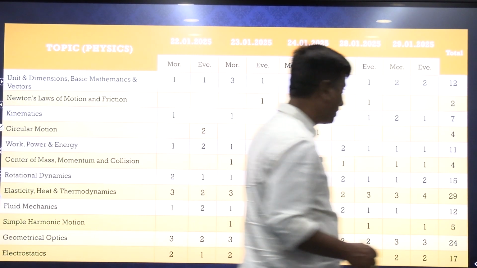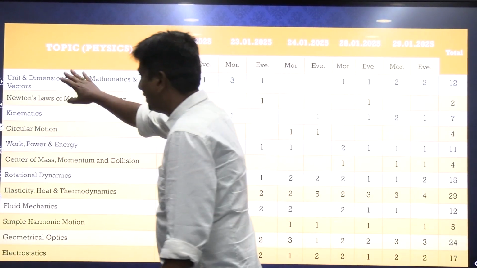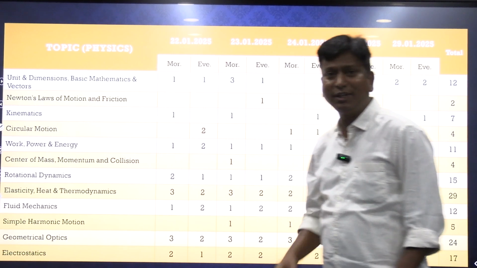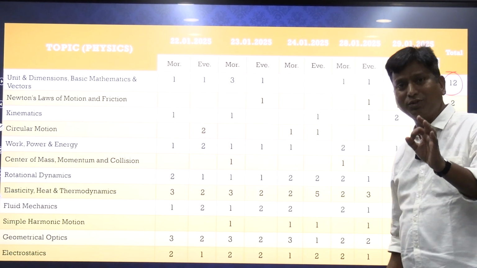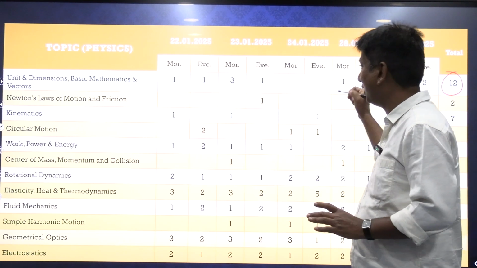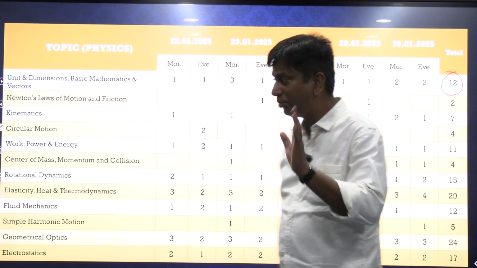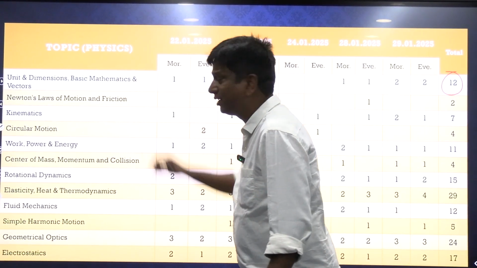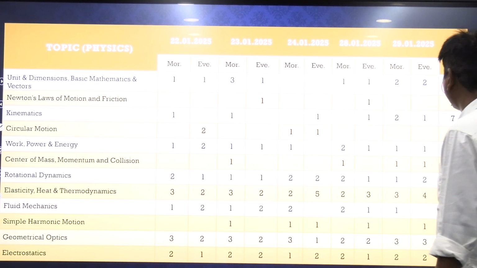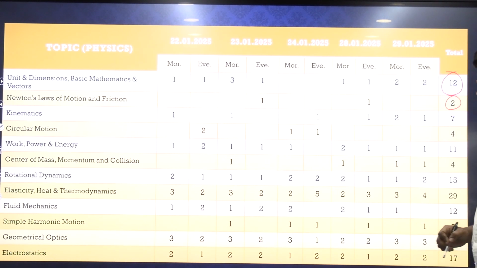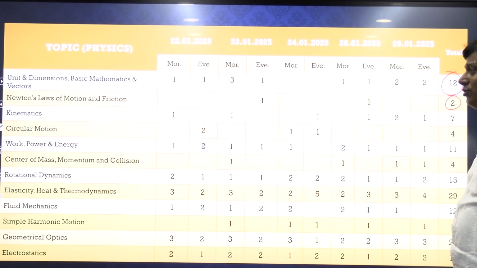Our first year chapters: units and dimensions, basic mathematics and even vectors, and of course this also includes errors and measurements. You got 12 questions, which means almost in every paper you got a question in this, which is definitely a good weightage, one of the important chapters, and it doesn't consume much time either. Newton's laws of motion and friction, you got only 2 questions. It is a lengthy chapter, but still you got only 2 questions.